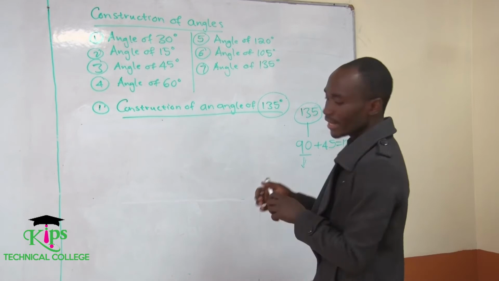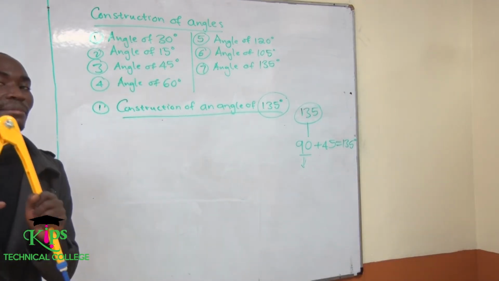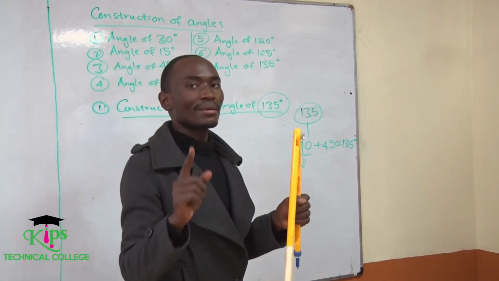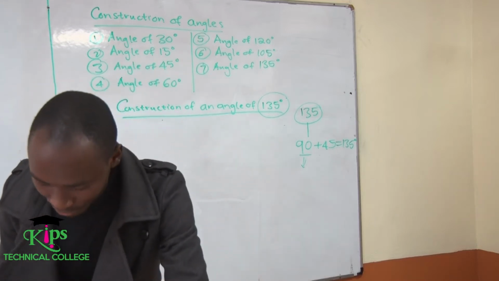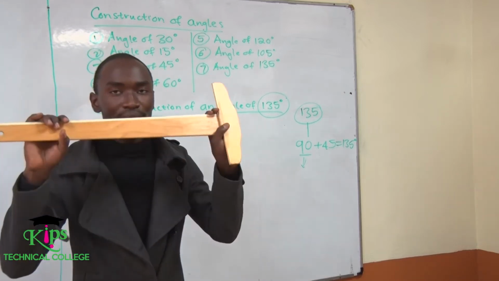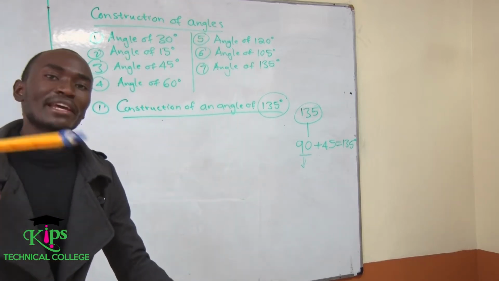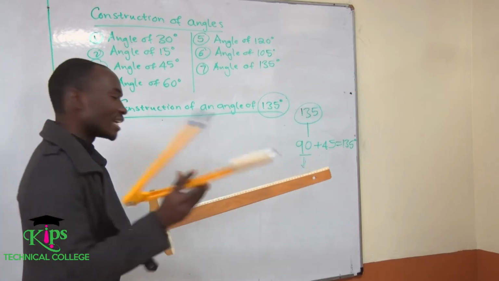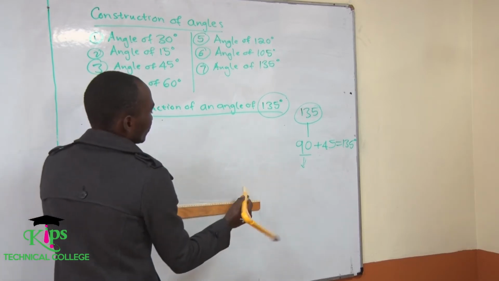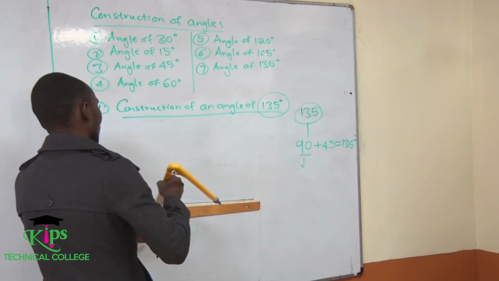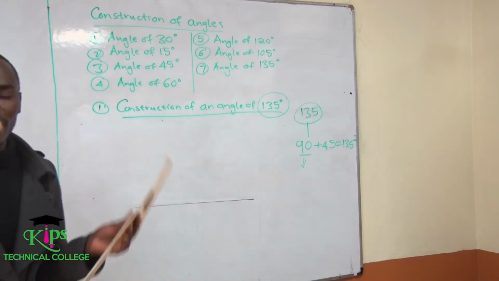So let's start with an angle of 90 degrees. If I've been given some measurements, ensure you use those same measurements that you've been given in that particular question. So what I will do is take up my ruler like this. Then with my pencil, I will draw a line like this.